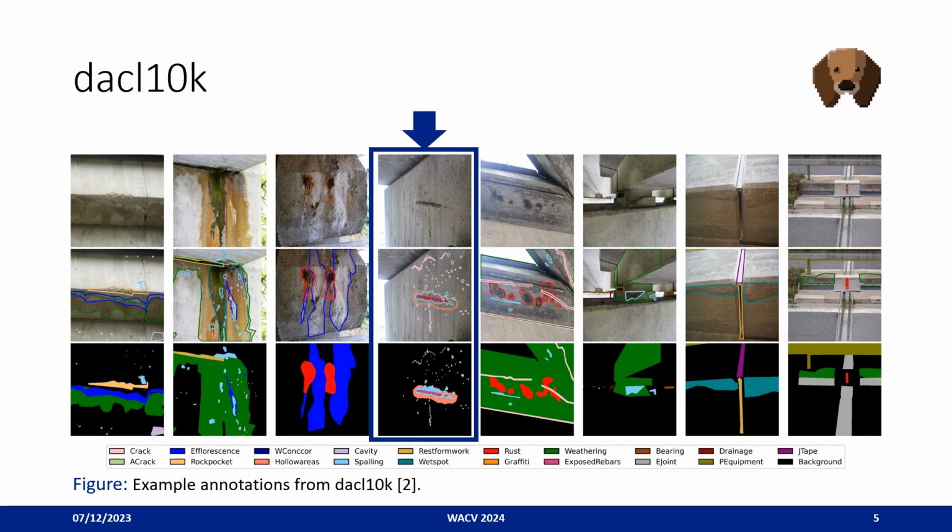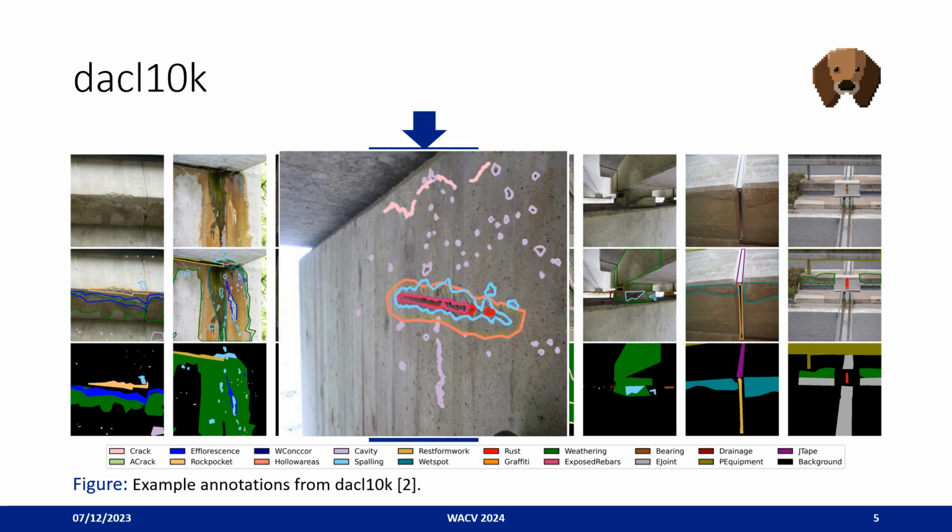Specifically, I want to show you one example. Here, you can see multiple small cavities in pale purple, a hollow area which was marked with chalk in pale red, spalling in turquoise, and exposed reinforcement bars in purple, as well as rust in red.